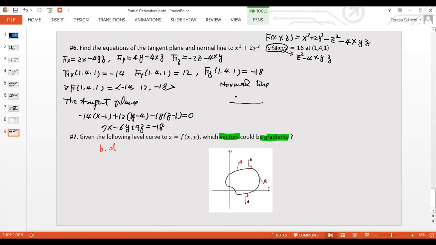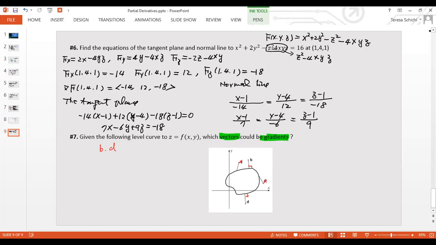So the line will be x minus 1 over negative 14, will be equal to y minus 4 over 12, will be equal to z minus 1 over negative 18. I guess you can simplify that and divide by negative 2. So this is x minus 1 over 7, y minus 4 over negative 6, and z minus 1 over 9, right? All right, so that's it.